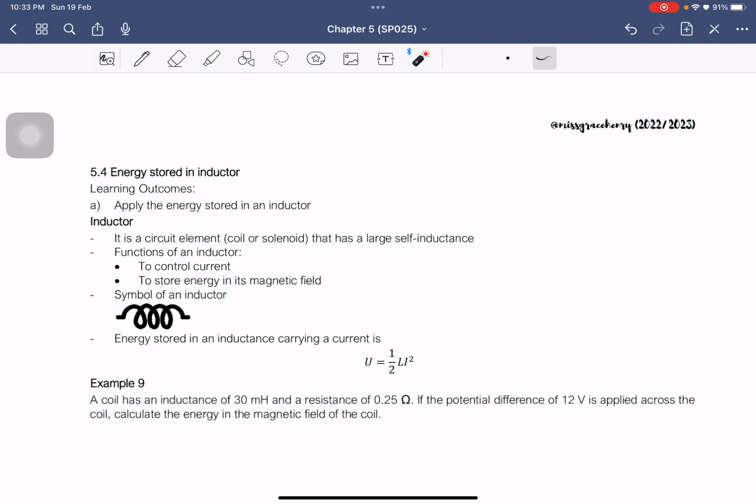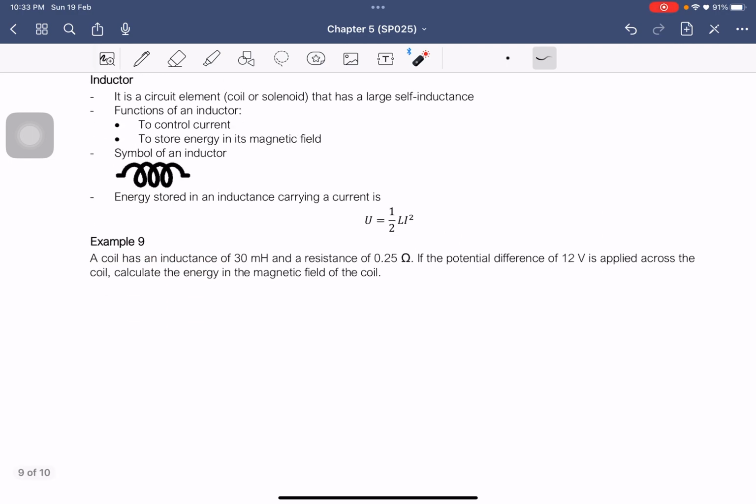Okay, so the inductor is a circuit element. It can either be a coil or solenoid that has a large inductance. The function of an inductor is to control the current and to store energy in its magnetic field. This is the symbol of an inductor, and this is the formula. So let's look at example number 9.